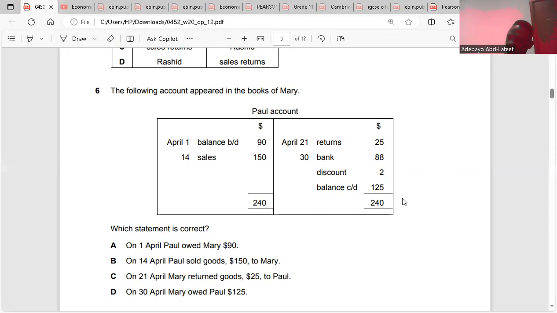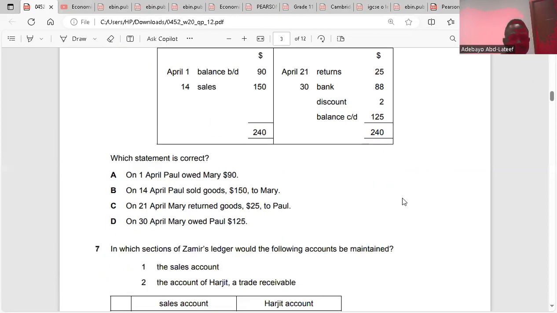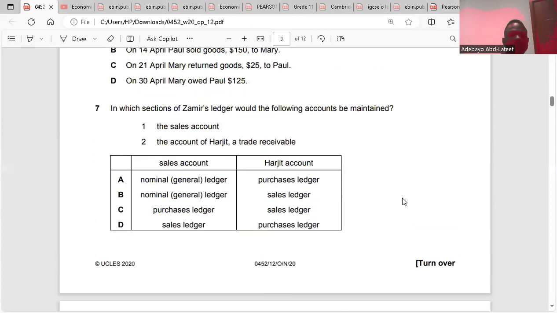Question 7. In which section of Zamir's ledger would the following account be maintained? Sales account. Sales account is a nominal ledger, and the account of Arjit, which is a trade receivable, is a sales ledger. I think that's clear.